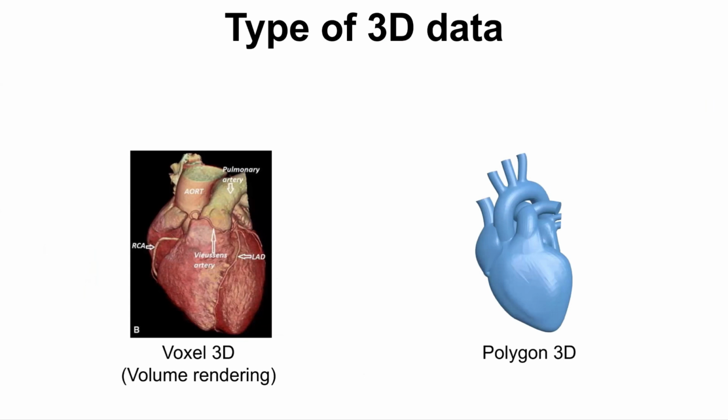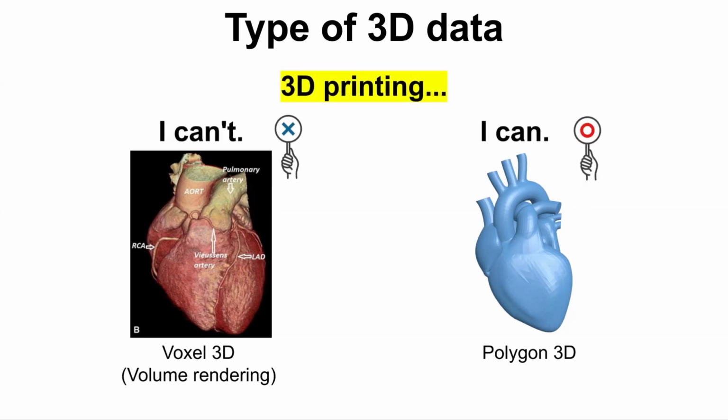There are two main types of 3D data. One is voxel 3D. This is also called volume rendering. The other type is polygon 3D. This is also called polygon 3D mesh or surface model. There are these two types of 3D data. The difference between them is whether or not 3D printing is possible. Volume rendering and voxel 3D cannot be 3D printed. On the other hand, polygon 3D allows you to print in 3D. So there are these kinds of differences.